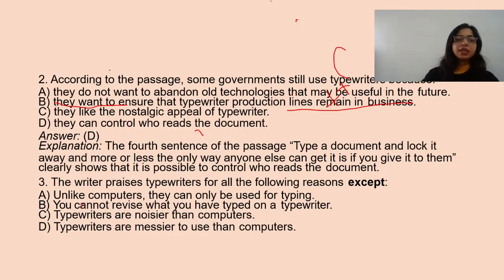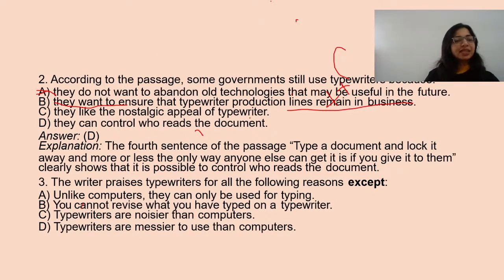Now coming to A. A says they do not want to abandon old technologies that may be useful in the future. I don't think so. They do not want to abandon old technologies that may be useful in the future. Is it so? I don't think so, because this is not written anywhere. It is an old technology, that is written, but not this. This is a conclusion which is out of scope, which is not in the passage.